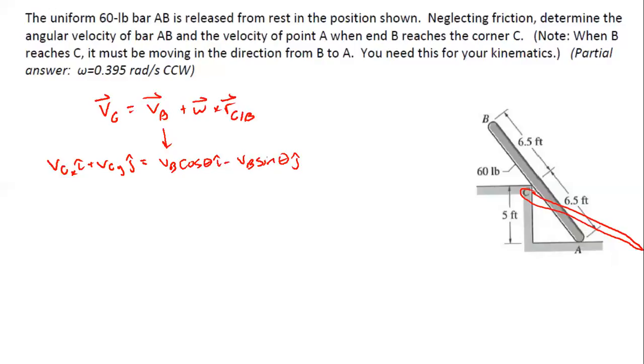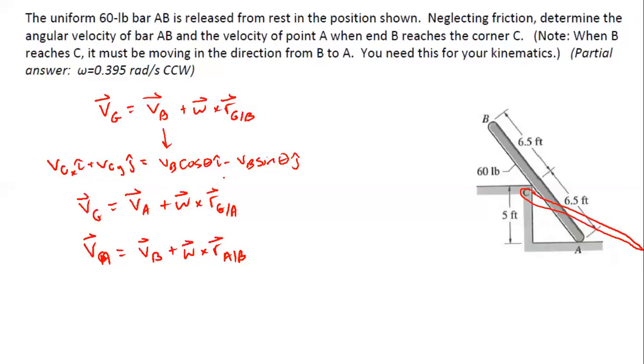Now I either have to do VG equals V of A plus omega cross RG with respect to A. Sorry, I should make that G better up there. Or I can use V of A equals velocity of B plus omega cross R of A with respect to B. I can use any of those. And it's just like the one we did before: we're going to end up needing to use just two of those kinematic relationships.